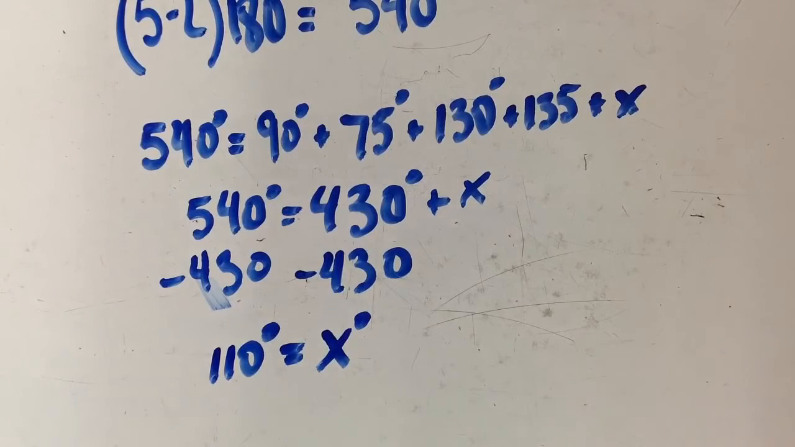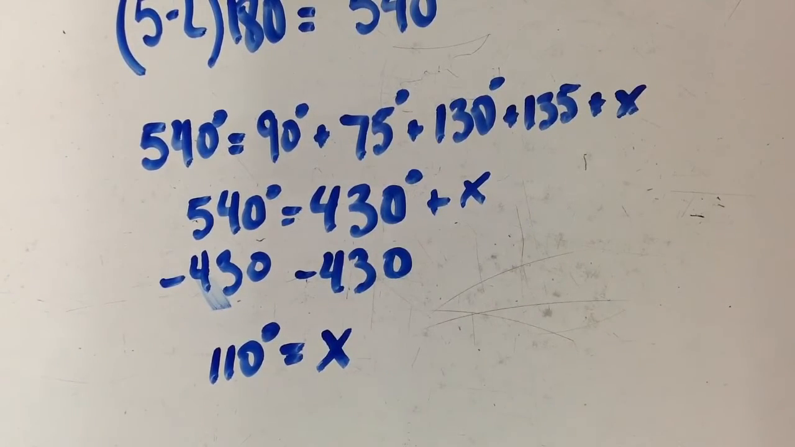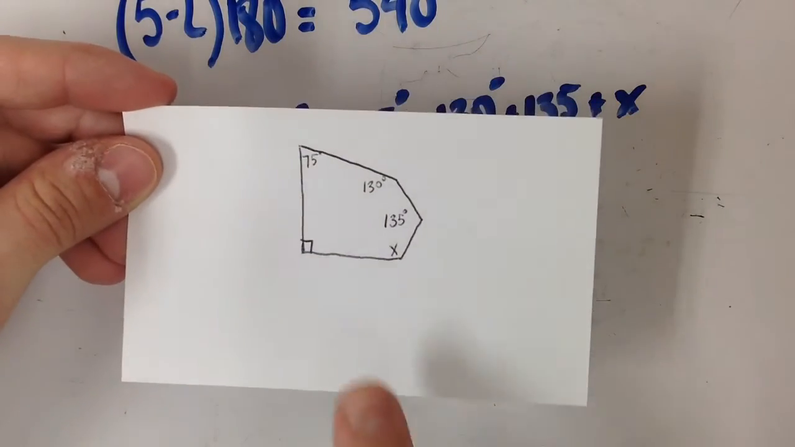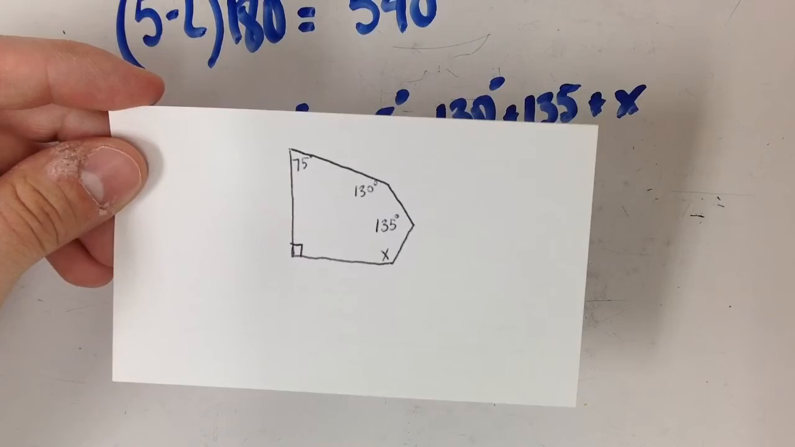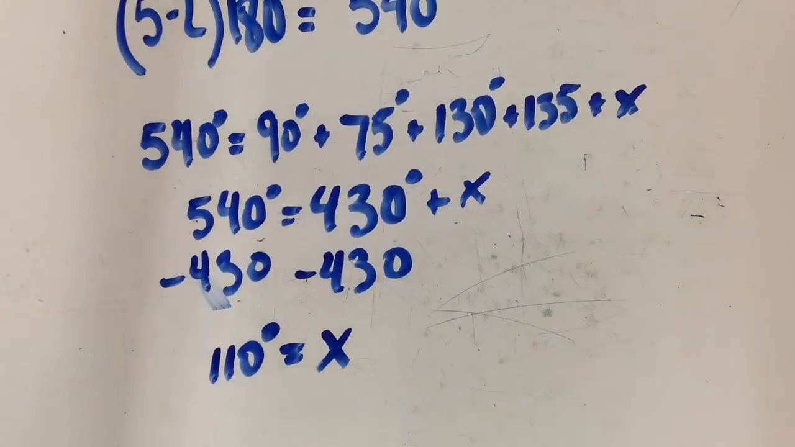So, this doesn't need a degree sign right here. So that means that my missing angle measure, if I go back to this x right here, is 110 degrees. Which makes sense in the drawing, but again, sometimes my drawings aren't necessarily to scale. But this is how I could find a missing measure.